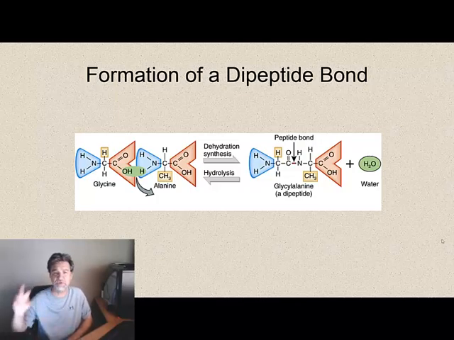I can keep doing this, amino acid after amino acid, and I can get up to hundreds of amino acids hooked together. We call that a polypeptide. And we'll discuss what happens with polypeptides. Very unique, special features occur with polypeptides.